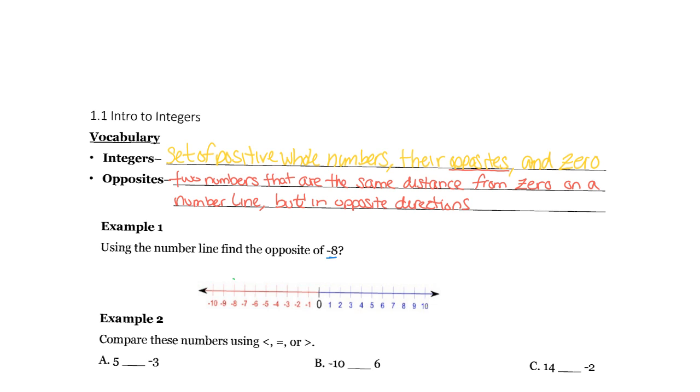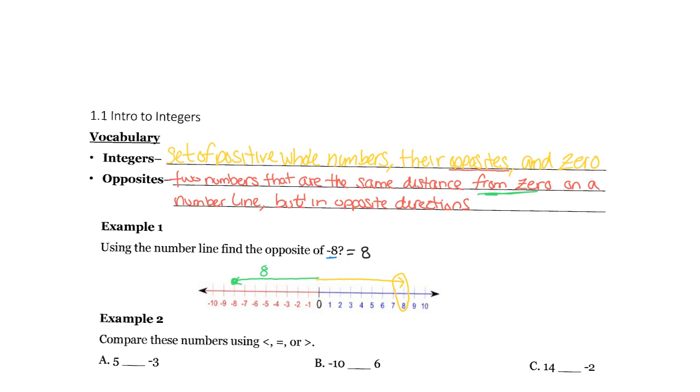On the number line, -8 is right here. You need to figure out how far away that is from zero, because remember, it's the distance from zero. It's 1, 2, 3, 4, 5, 6, 7, 8 places away from zero. So going 8 in the opposite direction will land us at 8. So the opposite of -8 is 8.